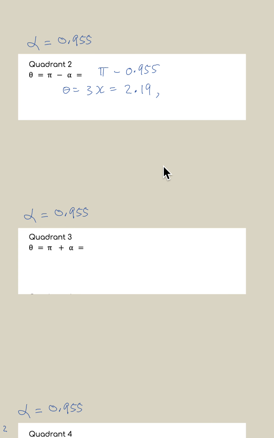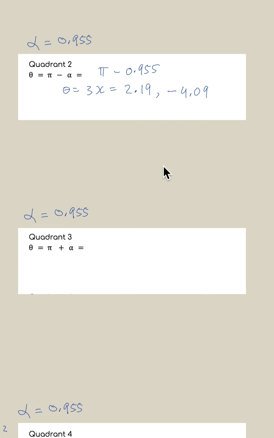And don't forget that we must check all the range here. Shall we add 2 pi? No, because 2 pi is 6.28. It will be too much. We should minus away 2 pi instead. How much do you get? 2.19 minus 2 times pi, you get negative 4.09. Yes, and that's within the range here.